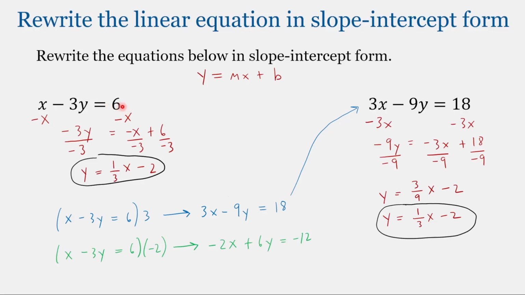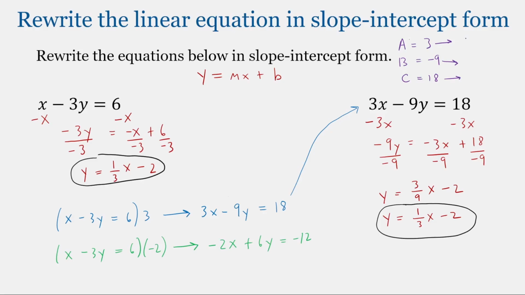And you can tell if something is just a multiple by looking at the coefficients. Do they share a common factor? If we look at 3x minus 9y equal to 18, do these coefficients share a common factor? So in this case, we have a equal to 3, b equal to negative 9, and c equal to 18. So let's factor these and see if they have any common factors other than 1.